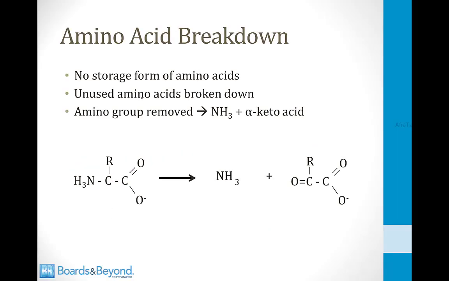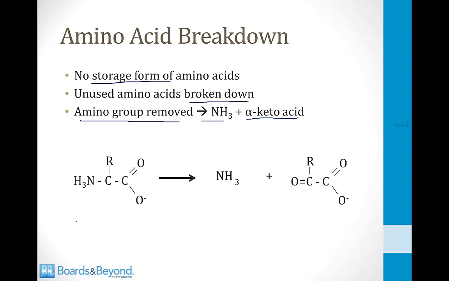Unlike fats and carbohydrates, there is no storage form for amino acids or proteins, so any excess or unused amino acids are broken down by the body. The way the body does this is by removing the amino group from the amino acid to create an ammonia molecule and a structure called an alpha keto acid.